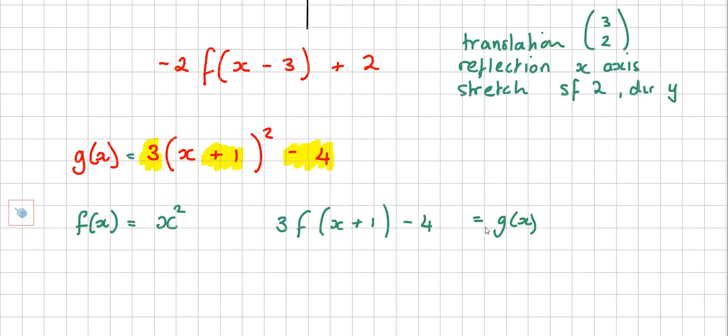Wait, so why isn't it x minus 1? Right, that would be what would happen, yeah, but actually in terms of function notation, that's what I would write. So I can say that if f of x started life as x squared, g of x is equal to 3f of x plus 1 minus 4.